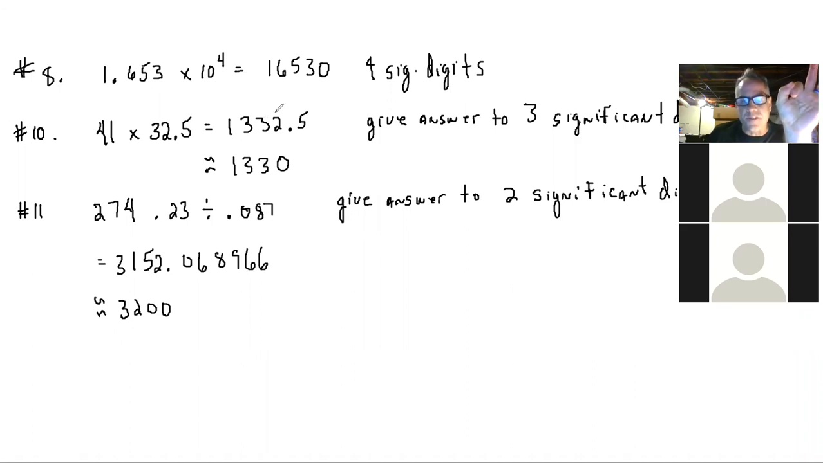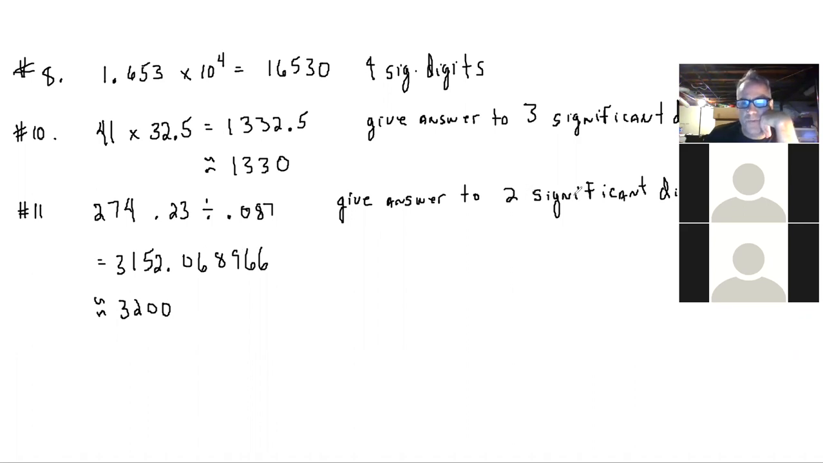Now, if this digit right here had been 5, 6, 7, 8, or 9, I would have actually answered 1,340. So remember, this 0 after the last non-zero digit is not significant, and before the decimal point. Same deal here on this one.